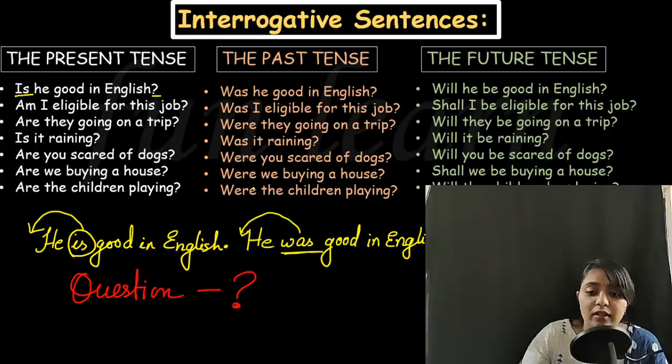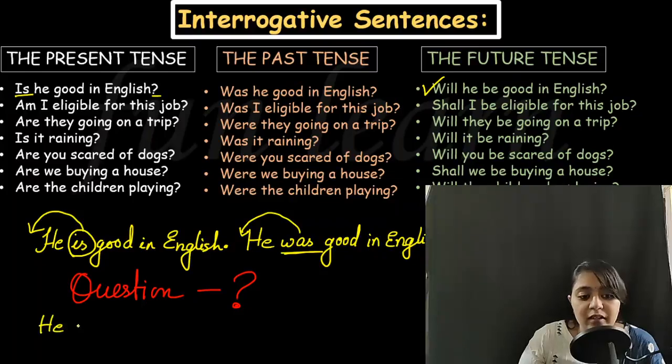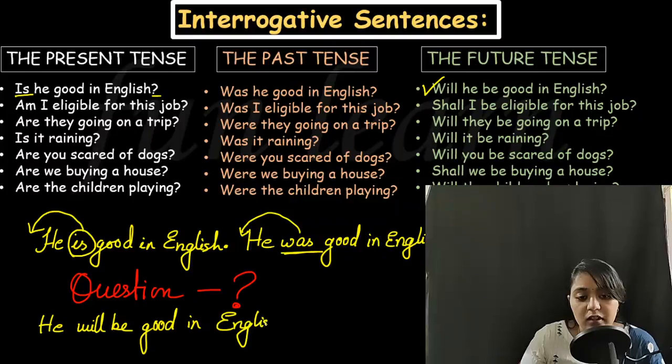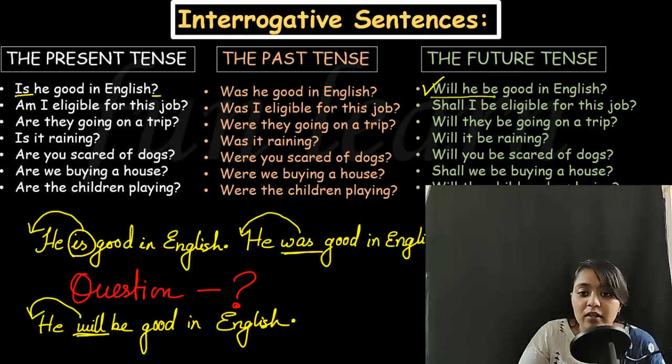So this way, here you can see if the first sentence was converted into a positive sentence, how will we write it? He will be good in English. Simple. Okay. But since we have to make it a question, we'll take this will and shift it over here, and we'll have the sentence, will he be good in English?